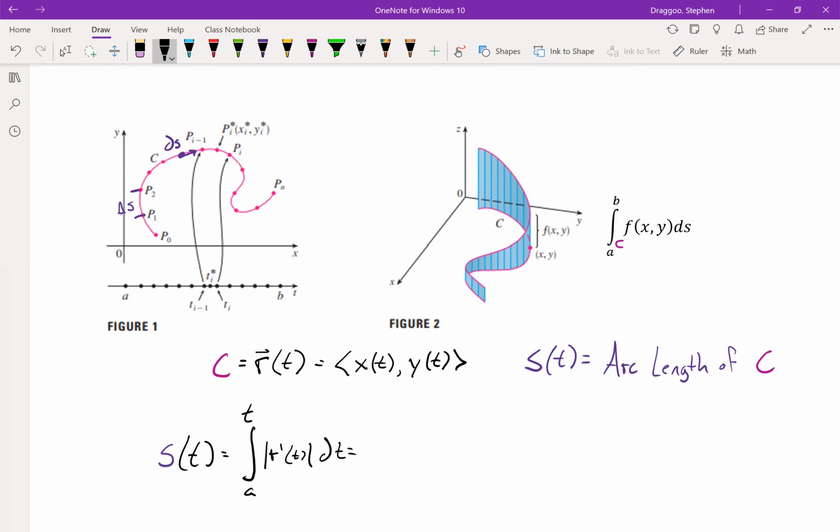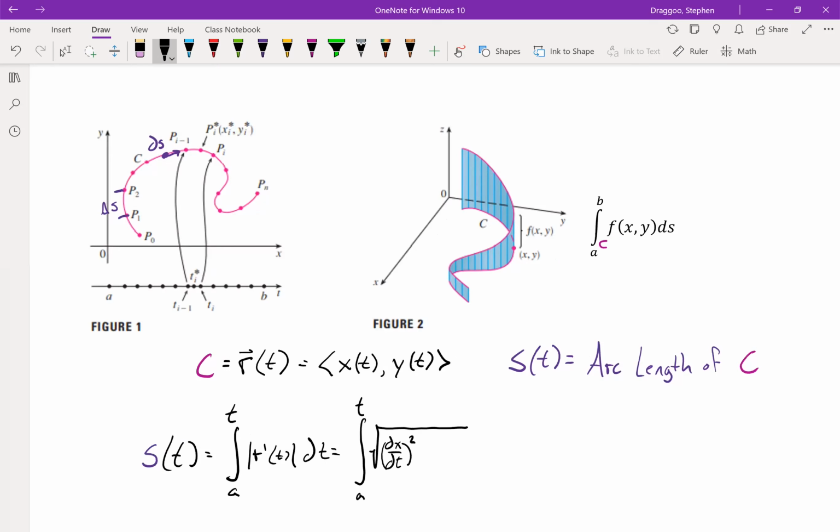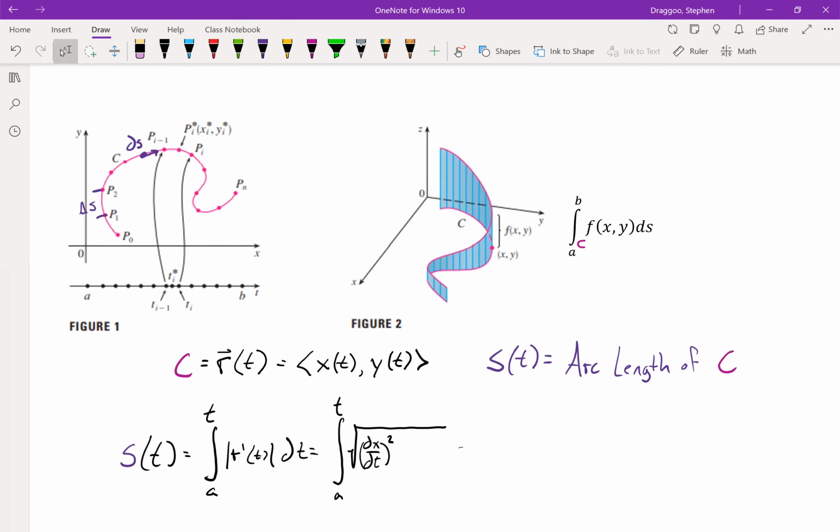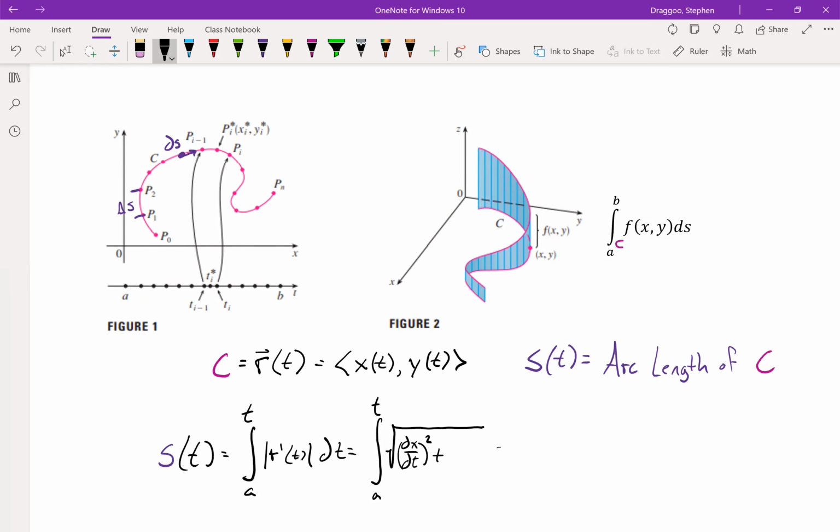dt, which if we express that in some more helpful terms to us, that magnitude of r prime is going to be the square root of dx dt squared, right? The derivative of the x function with respect to t squared, plus the derivative of the y function with respect to t, also squared, all of that multiplied by dt.